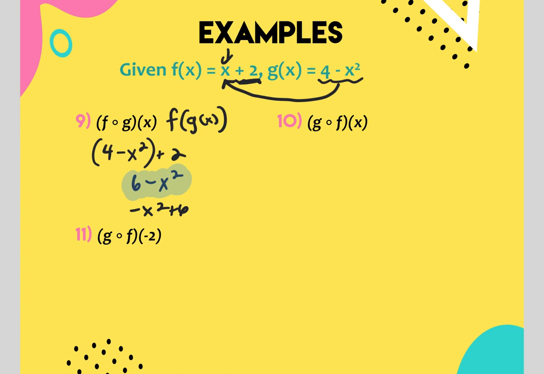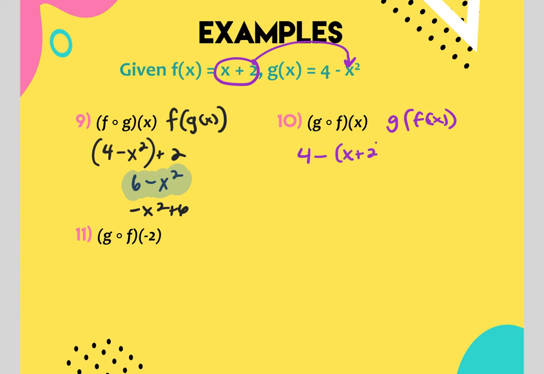All right, so 10 is the reverse, g of f of x. So this time I'm taking the f of x and I'm plugging it into the x on the g. So this f of x goes into the x of the g, which means it is 4 minus x plus 2 squared.